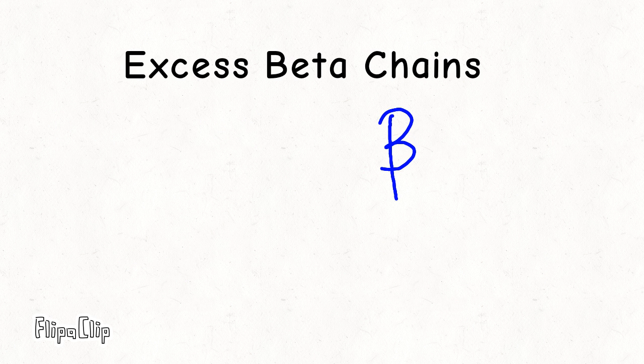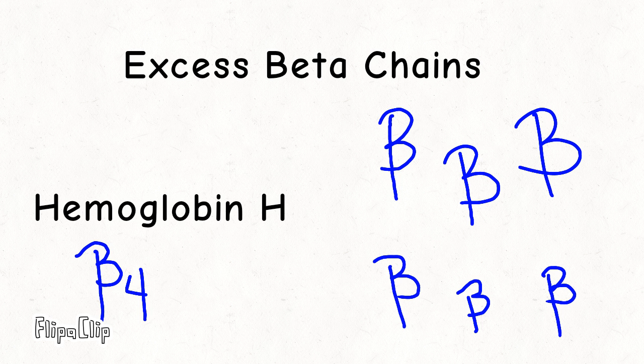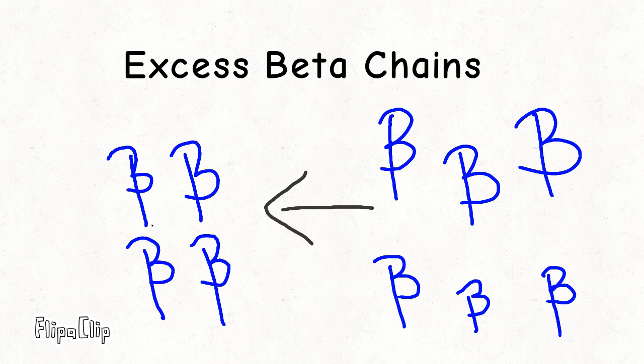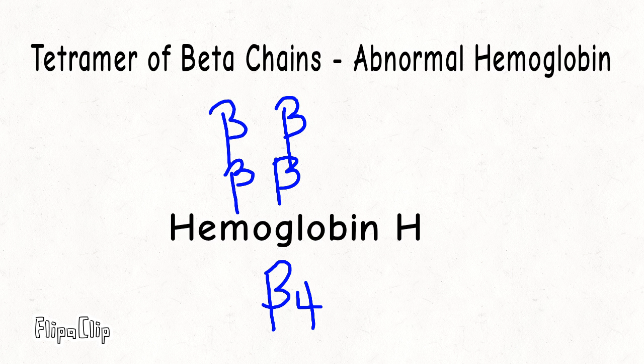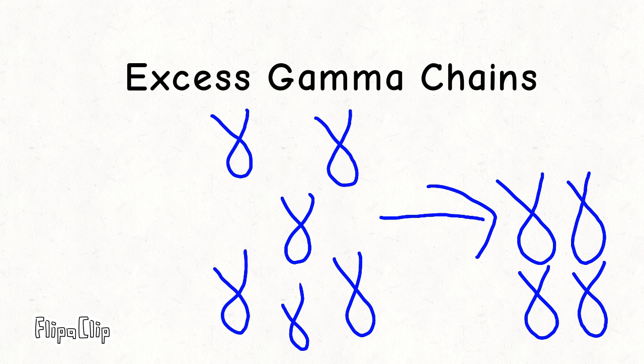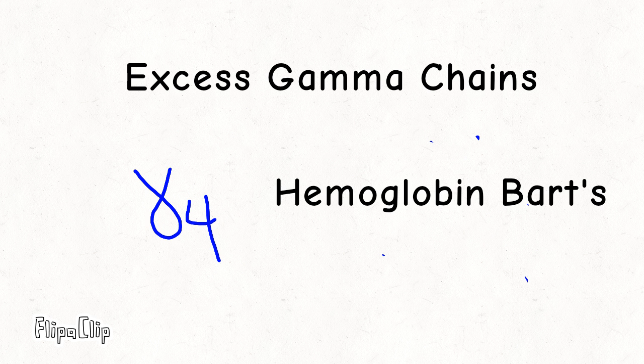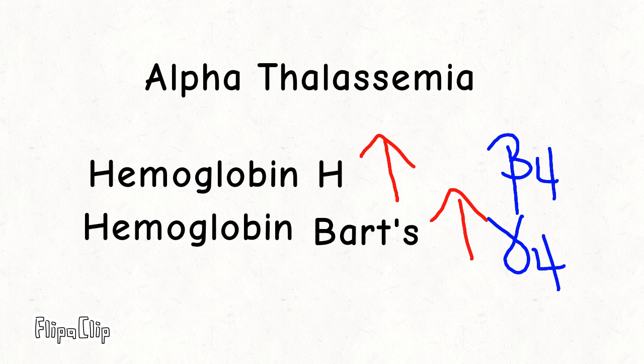Due to an absence or decreased synthesis in the alpha chain, you have an excess of beta chains, which causes another abnormal hemoglobin. This abnormal hemoglobin contributes to decreased red cell production of hemoglobin, ineffective erythropoiesis, and chronic hemolysis. Depending on the severity of the alpha thalassemia, there could be excess gamma chains as well. This abnormal hemoglobin is called hemoglobin Bart's and creates a tetramer of 4 gamma chains.